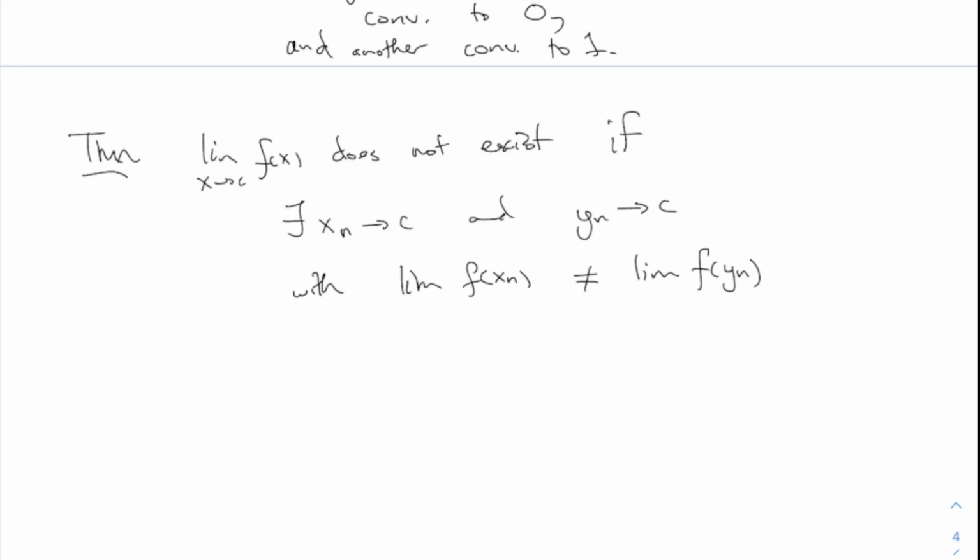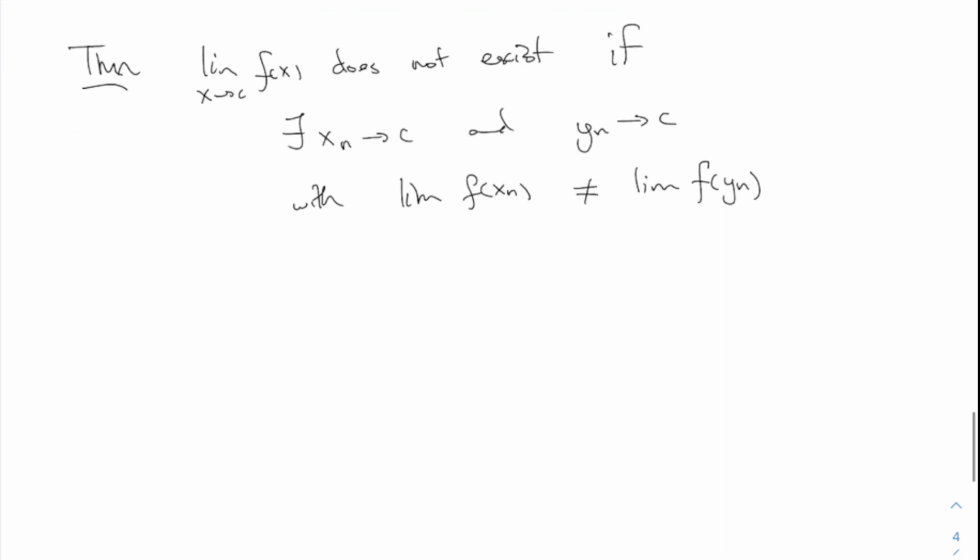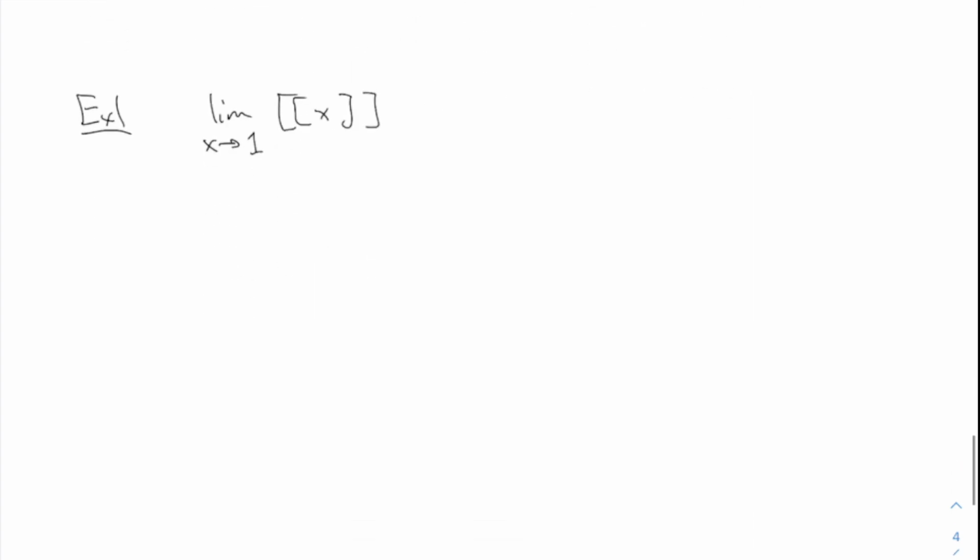All right. I've got an example of that also, and then we'll talk about continuous functions. How about this example? How about the limit as x approaches 1 of, remember this thing? This was in one of our homework problems. This is the greatest integer function. It's also known as the floor. It's the greatest integer less than x.